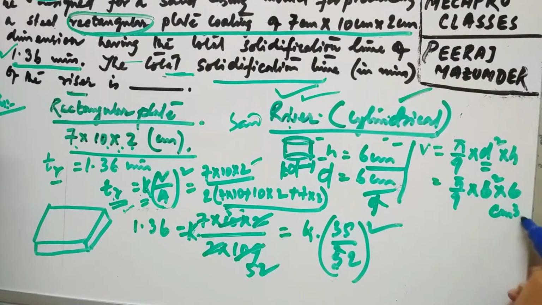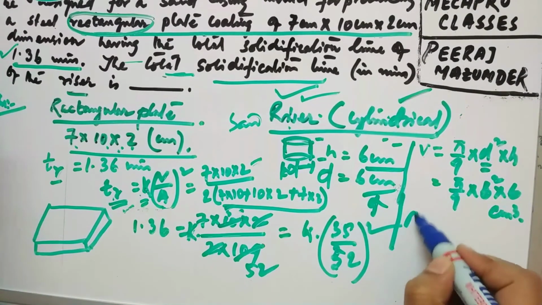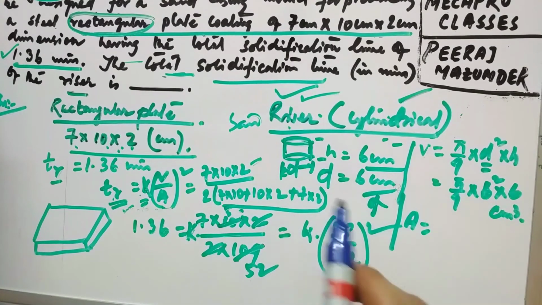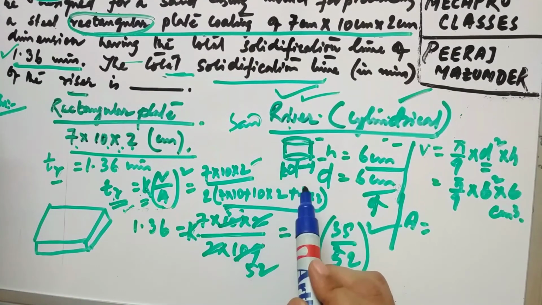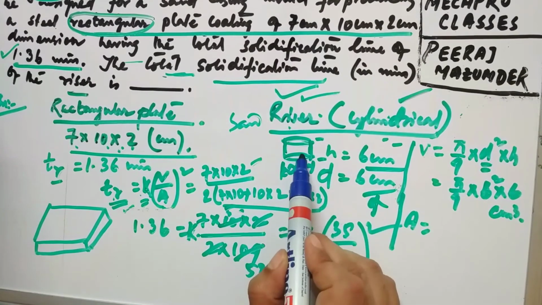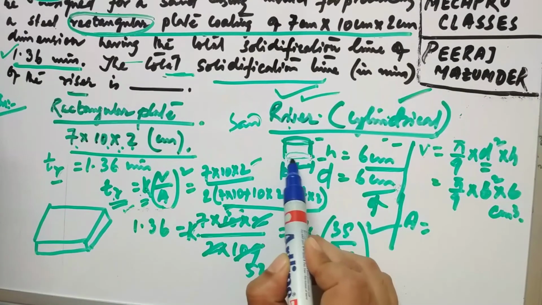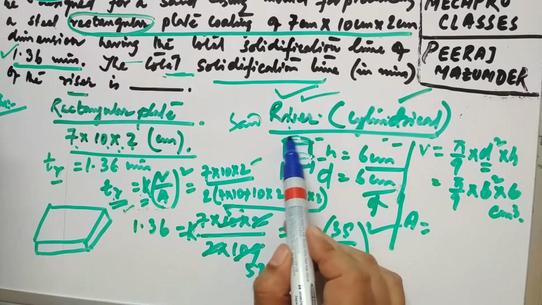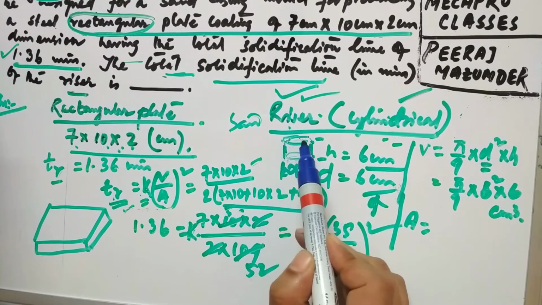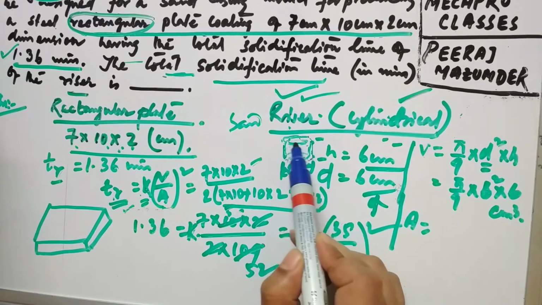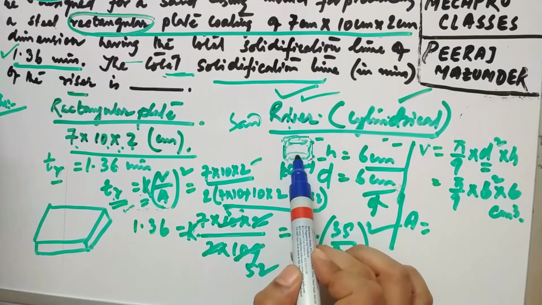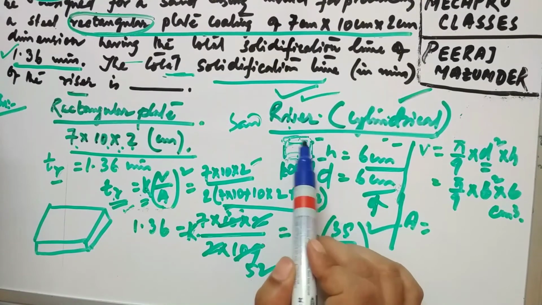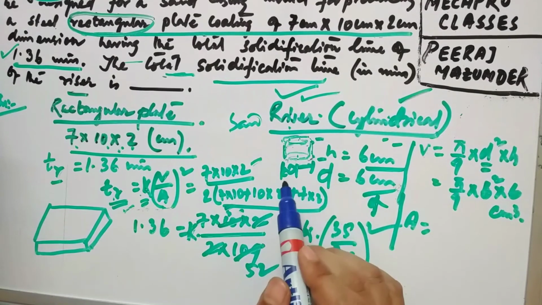Now coming to the surface area. You have to remember how much surface this particular cylinder has got. This is a surface, this will be a surface, and alongside this will be a surface also. So top and bottom, two surfaces, and sidewise one surface. So how much will it be?